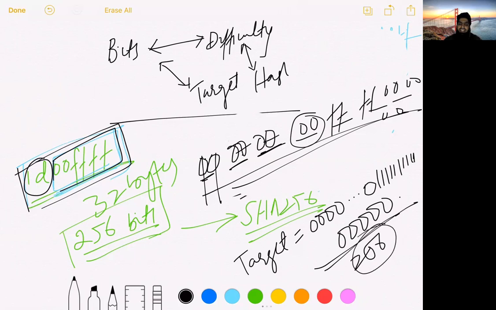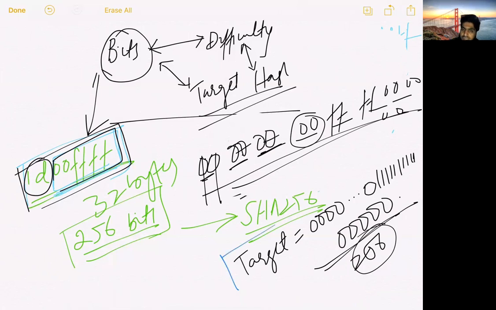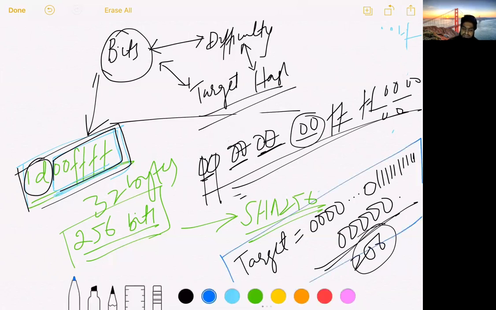So now you understand how I went from bits, because these values are bits, and then converted these bits to target hash. So we have the target hash here, right? This is our target hash. Fine. Now we will try to understand difficulty.